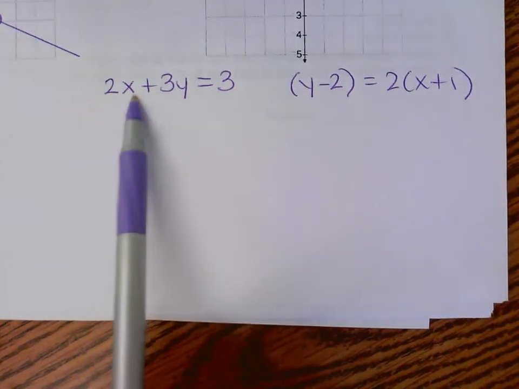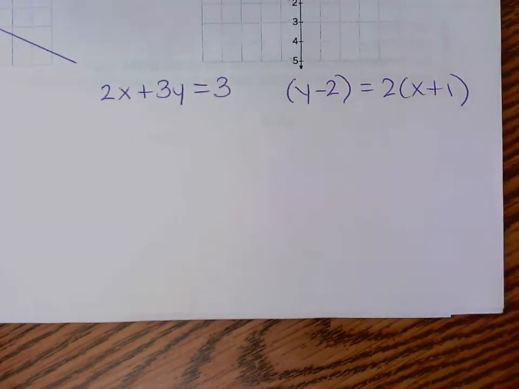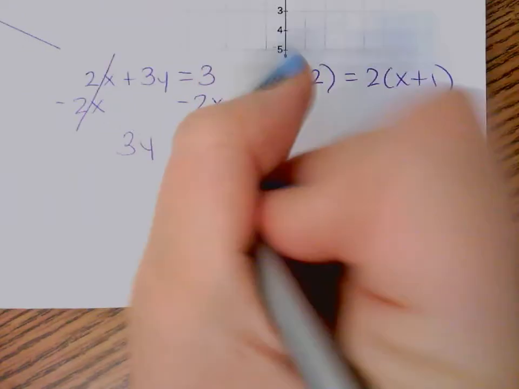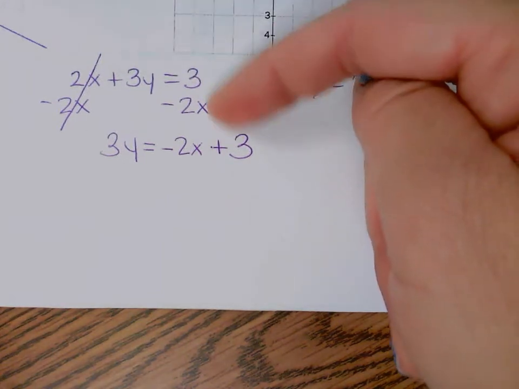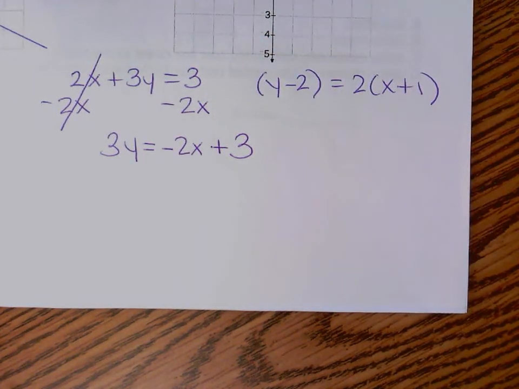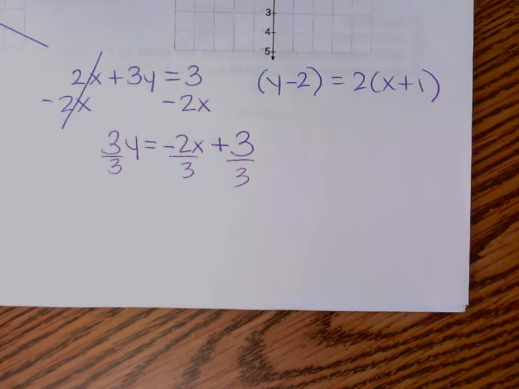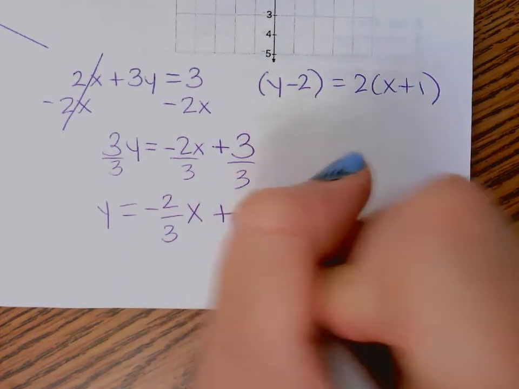What's my first step to get y by itself? You are going to divide. To me, it's easier to subtract the 2x first. So 3y, I'm going to leave it as negative 2x plus 3. You don't want to make this 5x, right? They're not like terms with each other. All right, what's my last step? So if I write that, it would be y equals negative 2/3 x plus a y-intercept at 1.